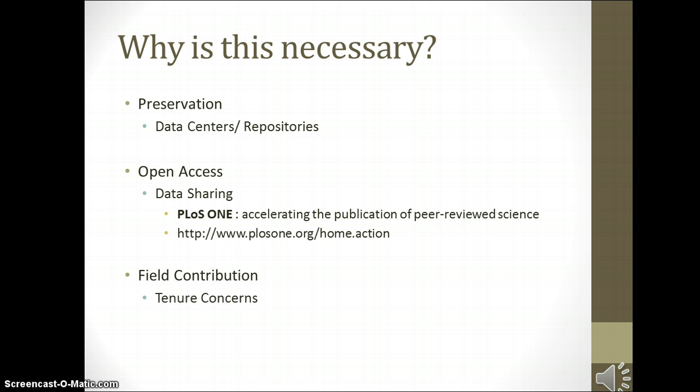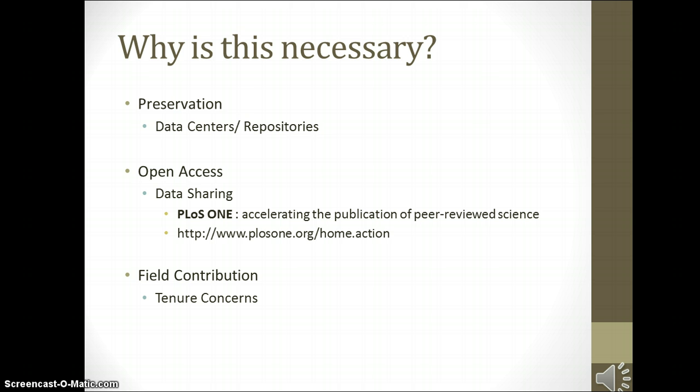So, we've come to the question, why is all this necessary? Well, for several reasons. One is preservation. Data centers and repositories are set up specifically to maintain and preserve data. And not only that, but they also contribute to data sharing, which is advocated through open access. Open access is the idea that it's better to share our data with one another than to sell it only to those who have the funds to receive it. If we're sharing with everyone, we're not only helping ourselves, but we're helping our field, and we're helping each other.